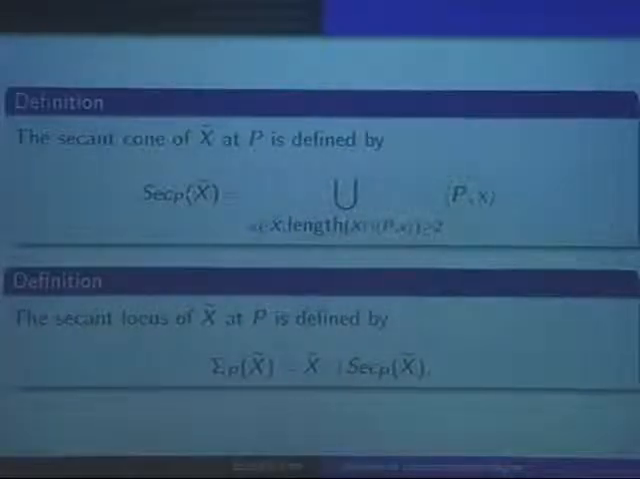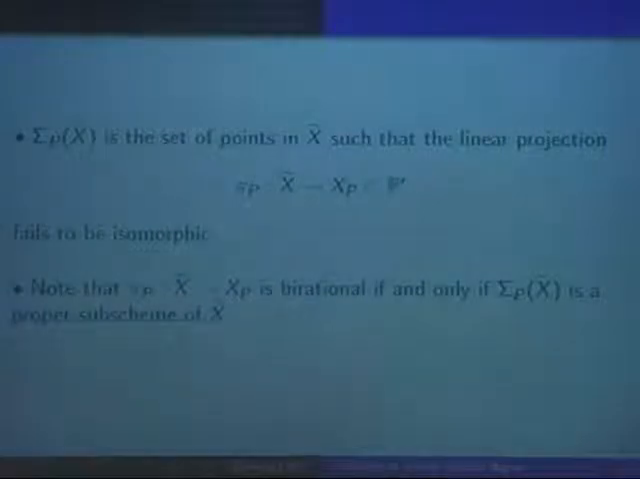Concerning the linear projection, if x is a point in X tilde and lies on a line of this form, then the projection map fails to be an isomorphism near that point. Okay, I give a reduced scheme structure on this set, and then we can define the second locus as the scheme-theoretic intersection of X tilde and the second cone. So the second locus is just the set of all points in X tilde such that the projection map fails to be an isomorphism near that point. Also, this projection map is birational if and only if this set is a proper subscheme of X tilde.